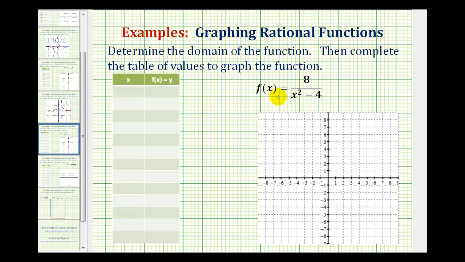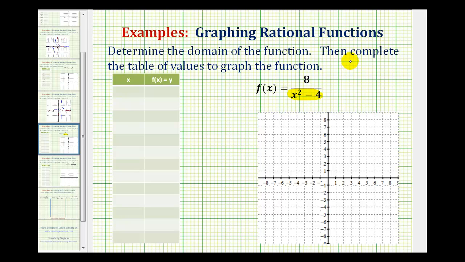Given the rational function here, we want to find the domain of the function, then complete the table of values and graph the function. For this video, we will be using the graphing calculator for assistance. To determine the domain of a rational function, we want to find the values of x that we must exclude from the domain, and since division by 0 is undefined, we want to set the denominator equal to 0 and solve for x to determine the values of x we must exclude.